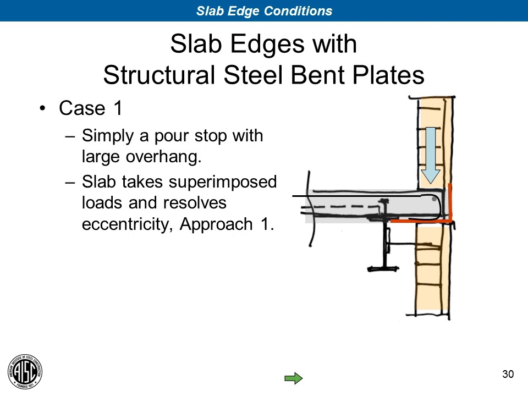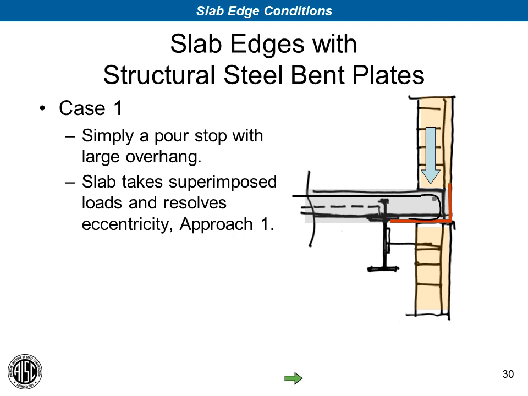So when we design the slab edge itself with a structural steel bent plate, because we have a long slab overhang, or because we are using approach number 2 where the bent plate has to take the facade loads, there are a couple of cases we need to consider. One is with the bent plate acting essentially just as a pour stop.